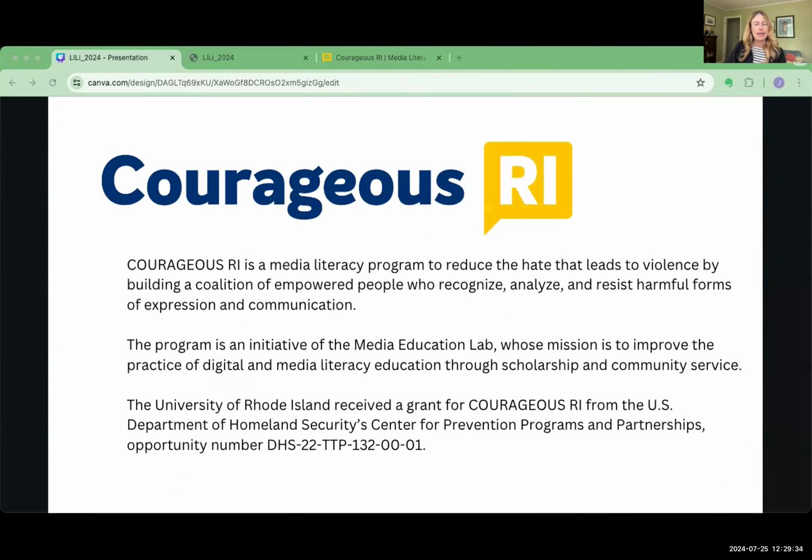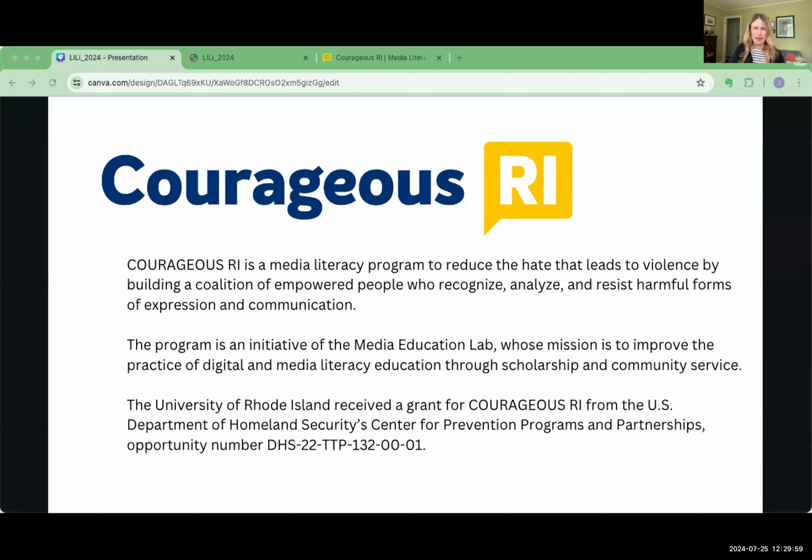So that's where the Courageous Rhode Island Courageous Conversations program comes in. It is a media literacy program that is aimed at reducing the hate that leads to violent extremism. It is an initiative of the Media Education Lab, which is how I, as a Tennessean, although the program is national, it's very much centered in Rhode Island, came to know about the program.